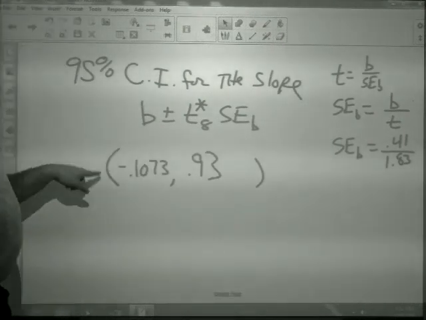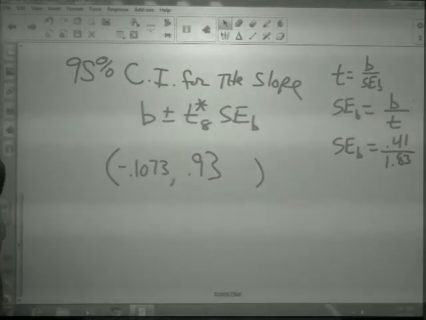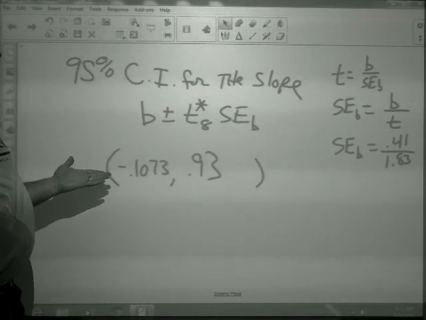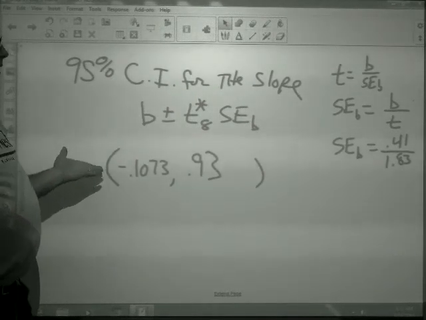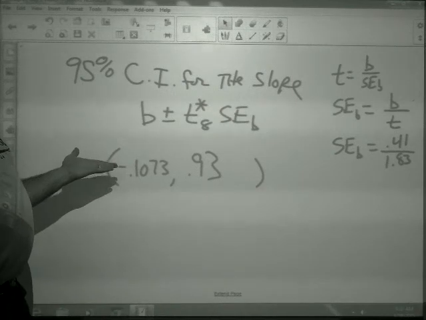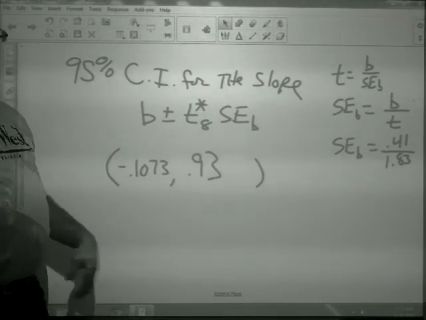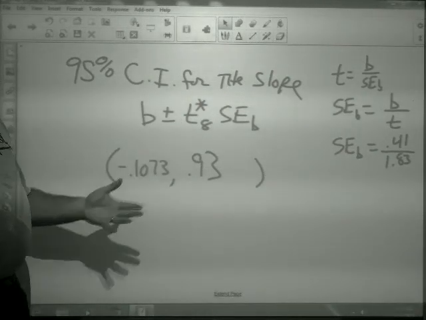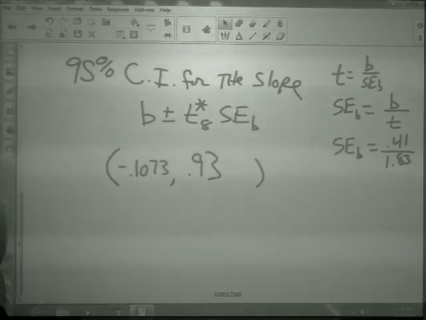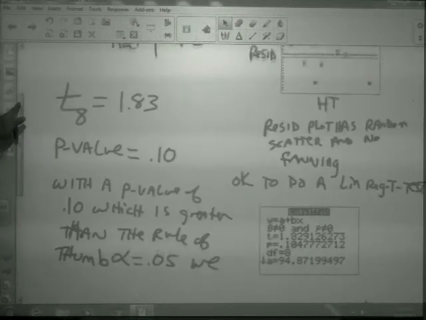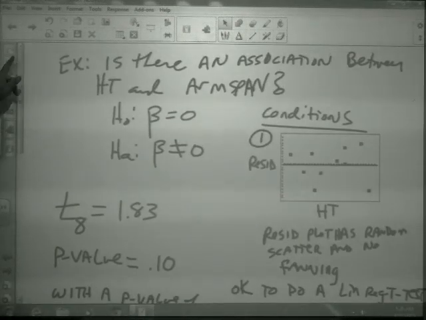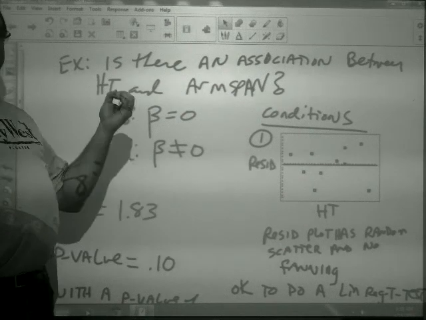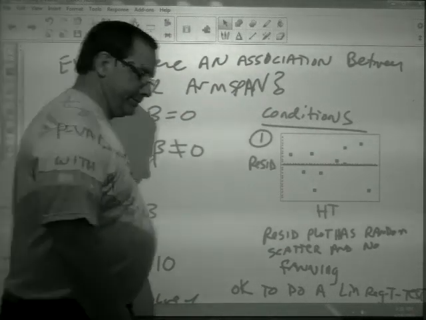So here's my answer, and so I'm 95% confident that the slope of the line representing height versus arm span is anywhere from negative 0.10 to positive 0.93. And if you notice, zero is in my interval. Since zero is in my interval, it suggests no association, just the way that the data I used came out. But that's it. This is all about an association with quantitative data. And that's it.